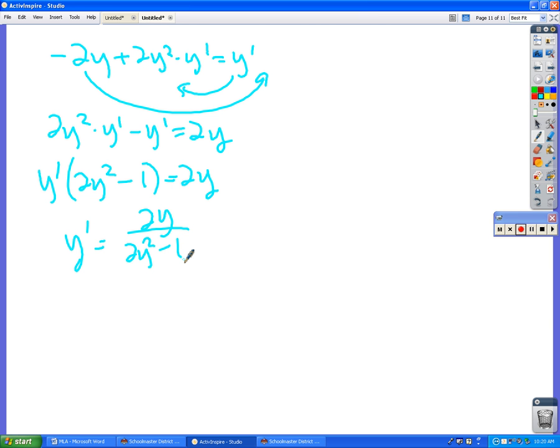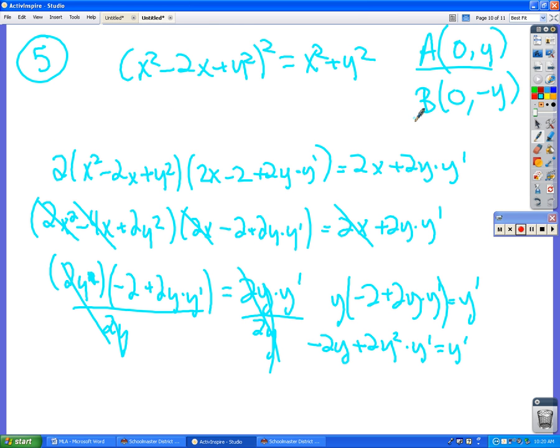What does that tell us? This is y prime. This tells us y prime is the slope at the coordinates. But we still have this y in there, which is gross, right? So keep that in mind. We need to go back and fix this a little bit.